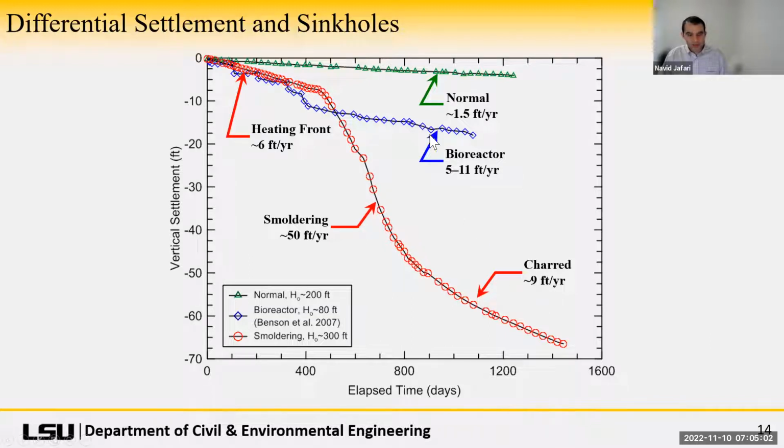I want to put that in perspective as well. There are very nice studies that look at bioreactors and the accelerated settlement that we see from them. Here's a classic paper from Craig Benson in 2007, where they look at bioreactor settlements, and they have on the order of 5 to 11 feet per year. So that puts it in perspective: a normal bioreactor is obviously accelerated, but smoldering is on a whole different magnitude.